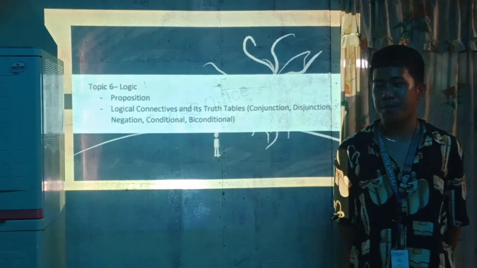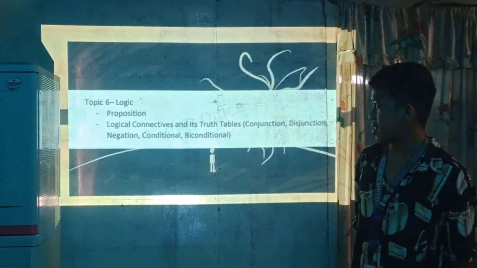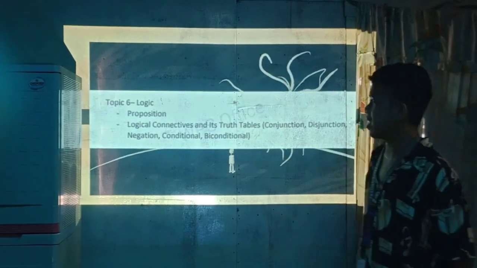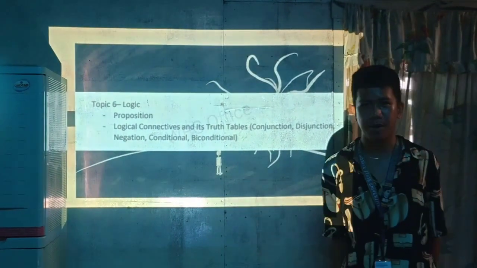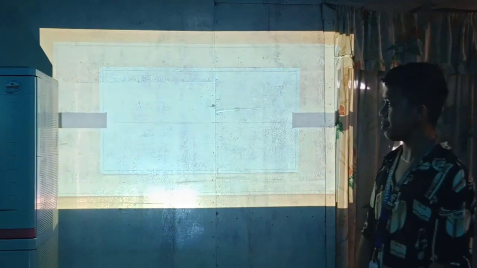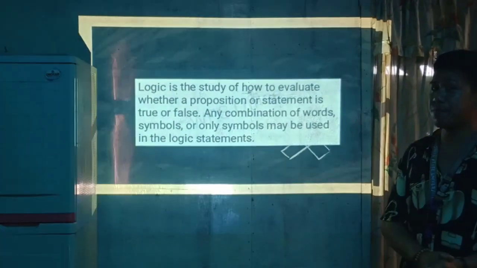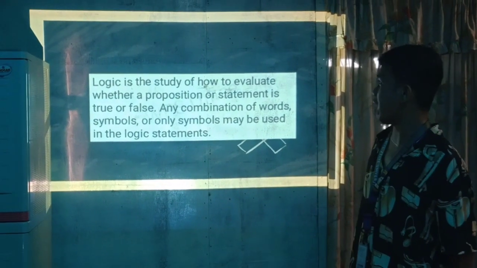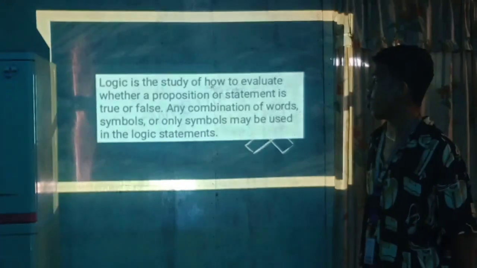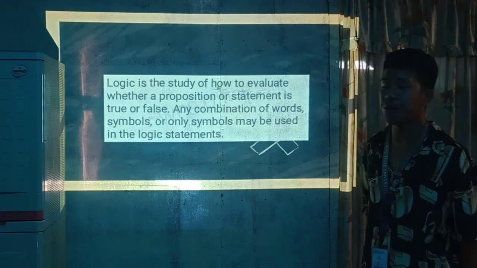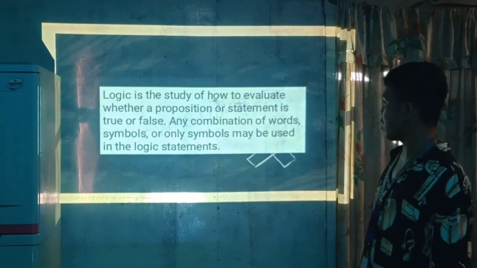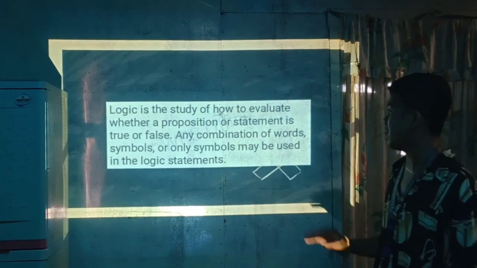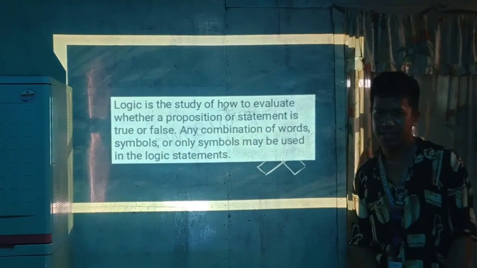Okay, our topic to report is Topic 6, which is logic, the proposition, and the logical connectives and its truth tables. But before that, let us define what is logic. Logic is the study of how to evaluate whether a proposition or statement is true or false. Any combination of words or symbols may be used in logic statements.